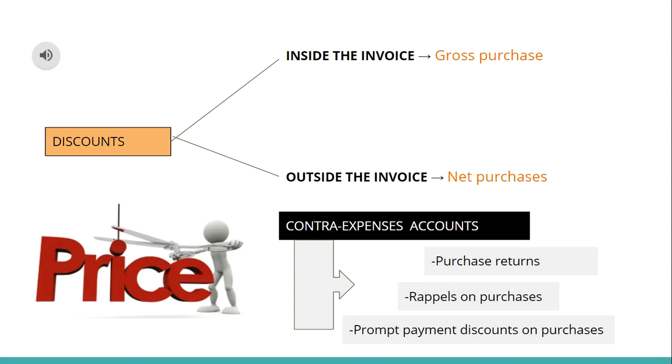The discounts outside the invoice are contra expense accounts, and we have some examples, like the volume discounts on purchases or rappels on purchases, the purchases returns, and the prompt payment discounts on purchases.